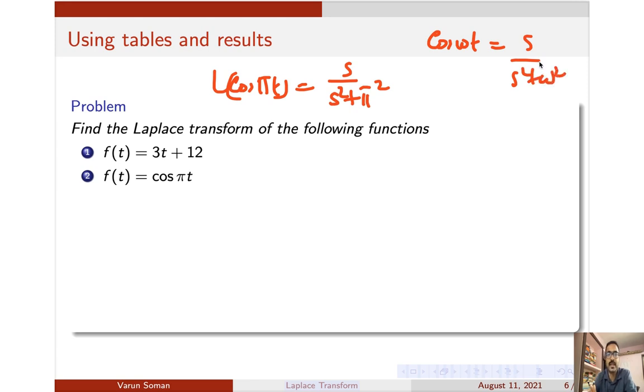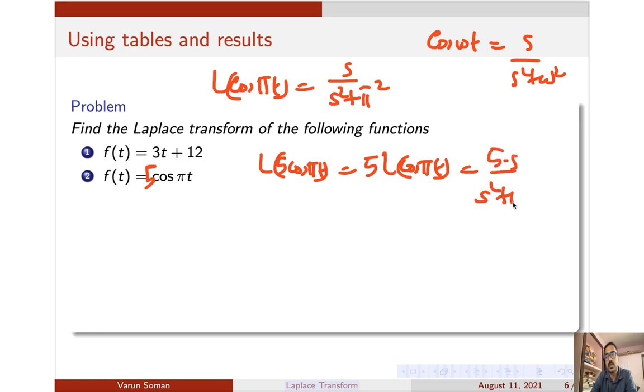So straightforward definition. Suppose it was 5 cos pi t, what will be the answer? It will simply be L of 5 cos pi t. You can take 5 outside, so it will be 5 into L of cos pi t, which is 5 into s by s square plus pi square. Even then you can apply the linearity property.